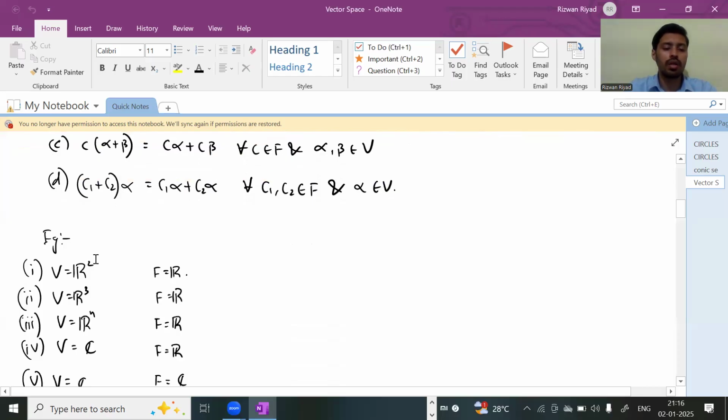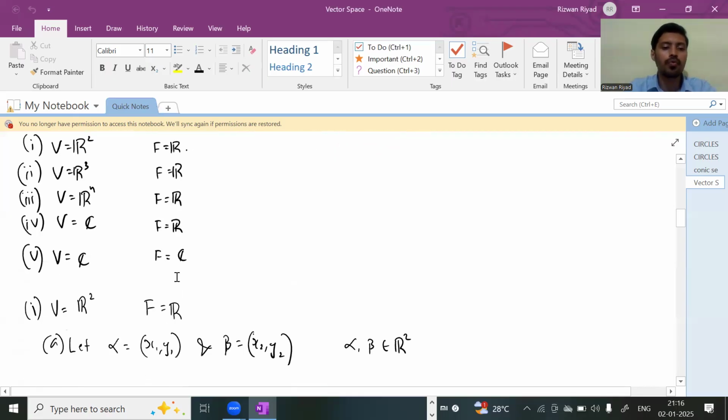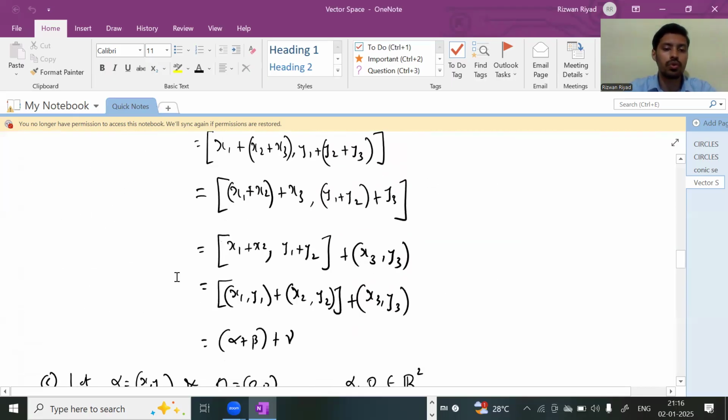First one, take V as R square. R is the set of real numbers, so take R cross R. You can take that as V, and in that case you can take the field as the set of real numbers itself. You can see this is a vector space. This will satisfy all the conditions of vector space if you take V as R square and the field F as R itself. We will prove it here. I will show you that.